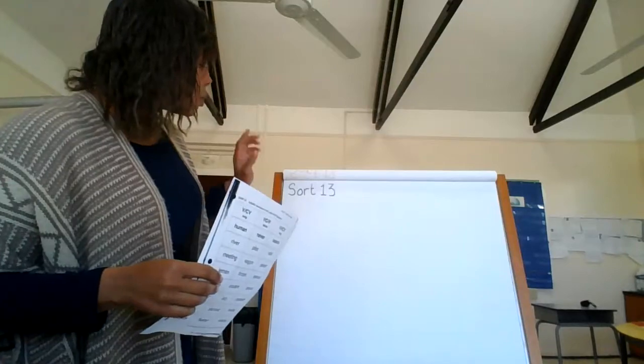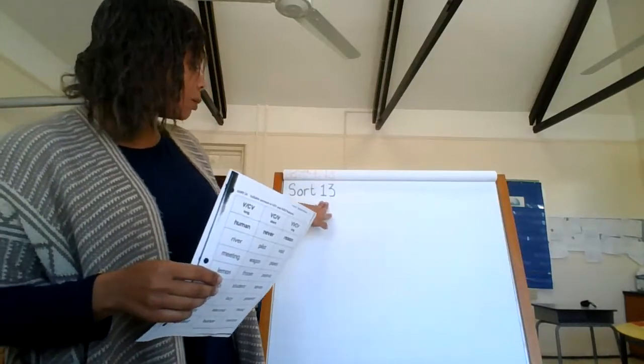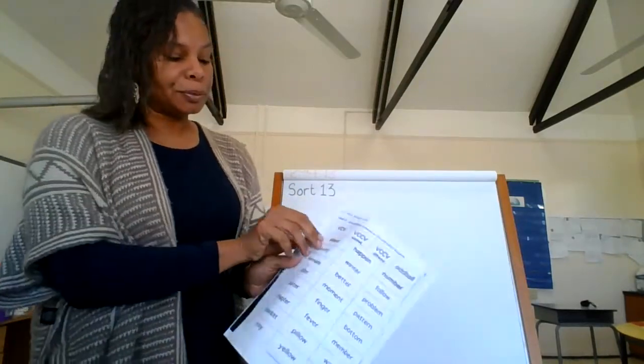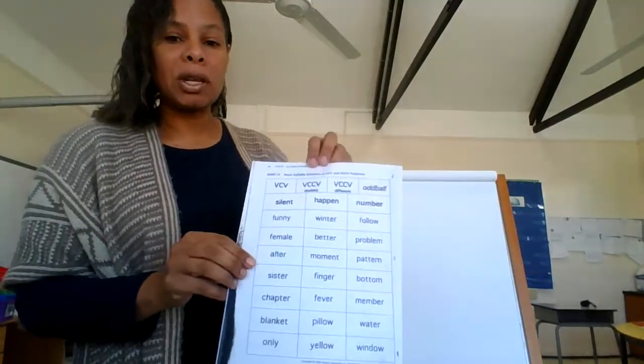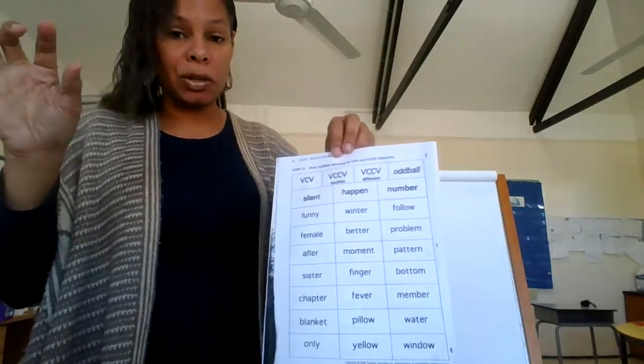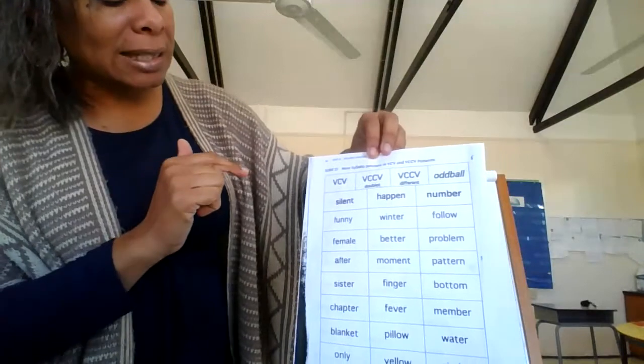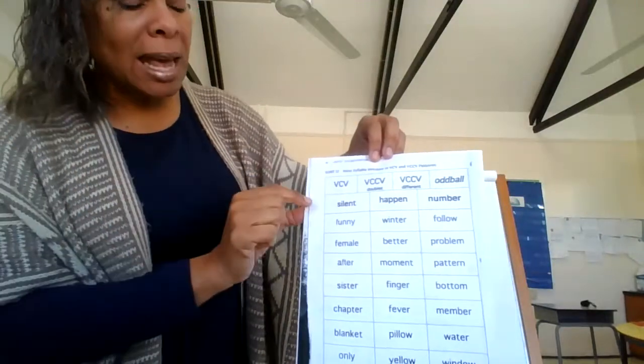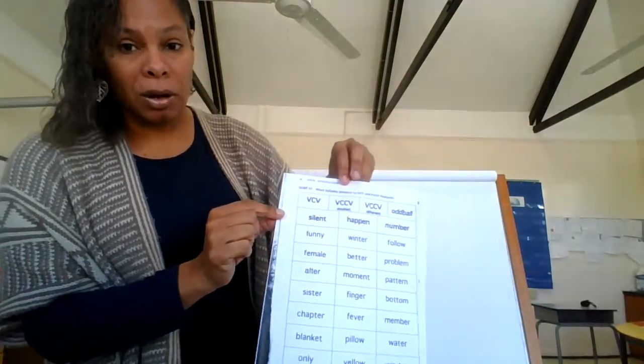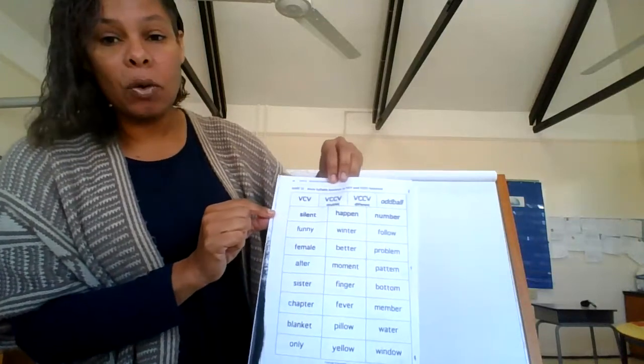The first thing I want you to do is write sort 13, so when I'm looking through your books I don't get confused. Whenever we do these word sorts, you're always going to see headers, okay? That means you're going to see some letters or some words in bold, and these are going to be our header columns. Today we're going to have 4 header columns.